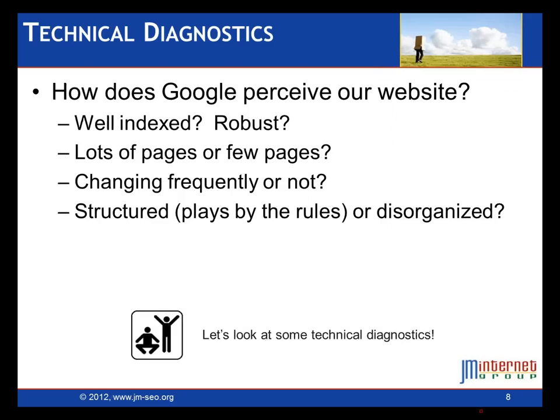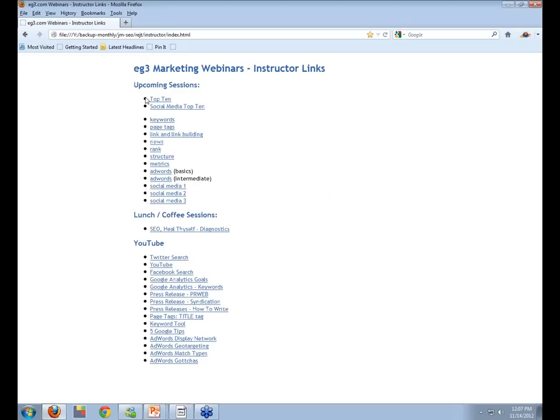So the first area I want to talk about is technical diagnostics, sort of the technical part of SEO. So for instance, we want to really understand, how does Google perceive our websites? Is it well indexed? Is it robust? Do we have a lot of pages in the Google index or not? Is it updating our content frequently? And are we structured correctly, or are we being dinged for being disorganized and diagnostically impaired?